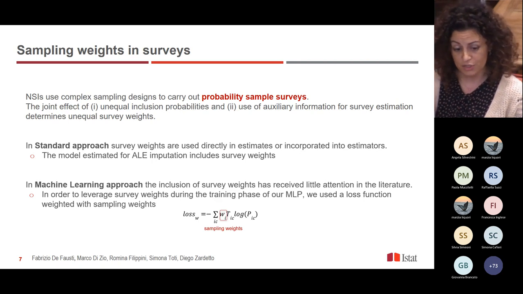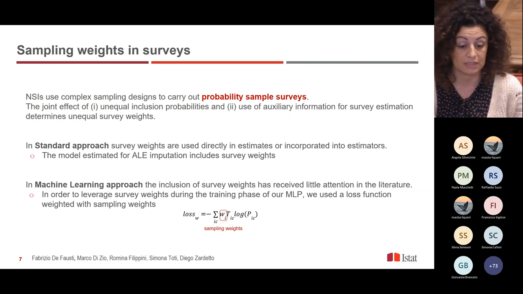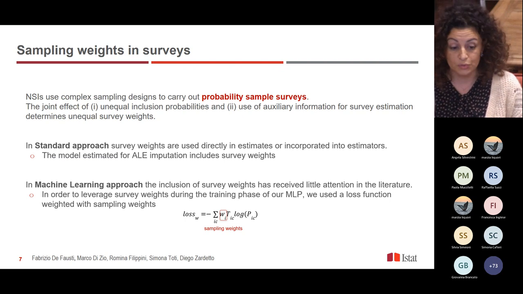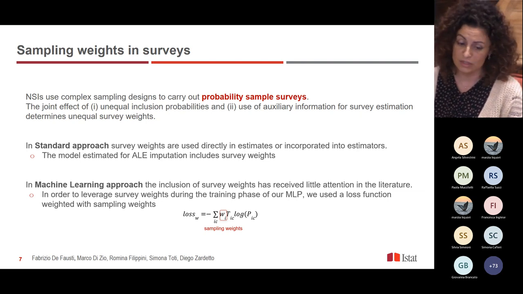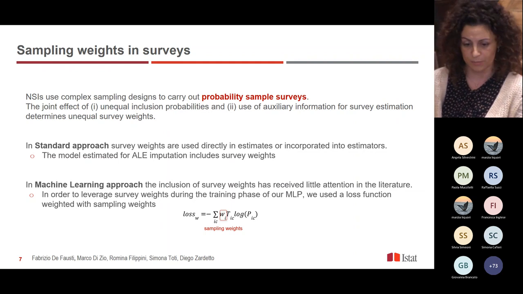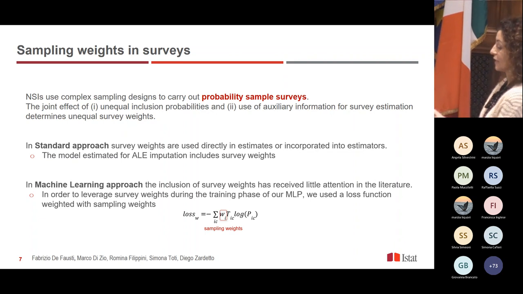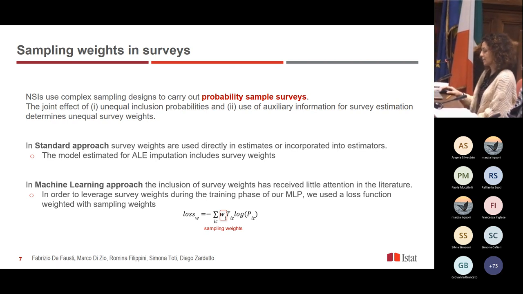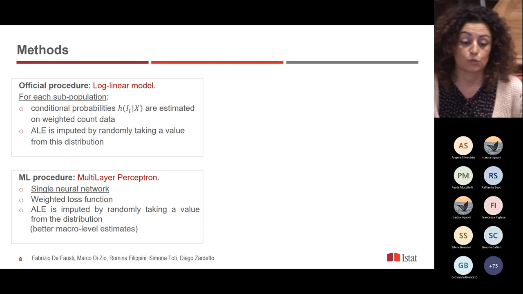As regards the machine learning approach, the inclusion of survey weights has received little attention in the literature. This is mainly due to the fact that machine learning usually produces micro-level estimates. In this case, we want to reproduce the distribution of ALE observed in the census sample properly weighted. So we introduce the use of sampling weights also in the multilayer perceptron approach. And in particular, we use the loss function weighted with the sampling weights. So for each individual, the distance between the true and the predicted value of ALE is multiplied by the sampling weight. So as if we were considering a pseudo-population.